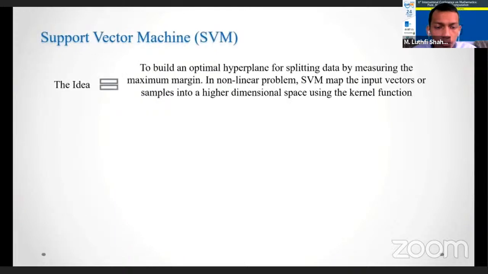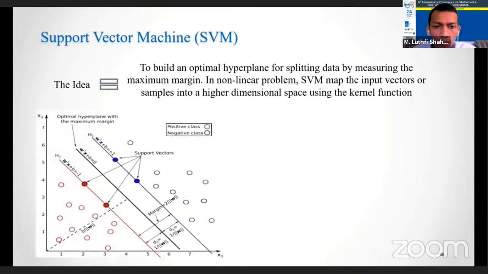The second method is support vector machine. The idea is to build an optimal hyperplane for splitting data by measuring the maximum margin. In nonlinear problem, SVM maps the input vectors or samples into a higher dimensional space using the kernel function. This is an illustration of SVM.